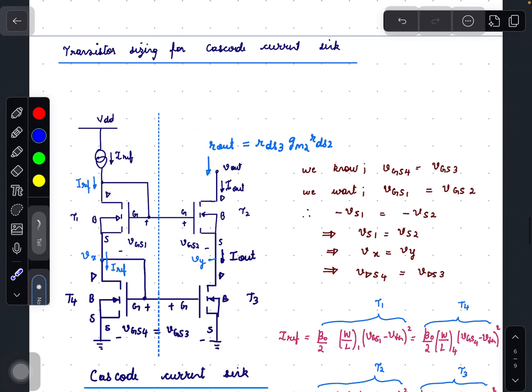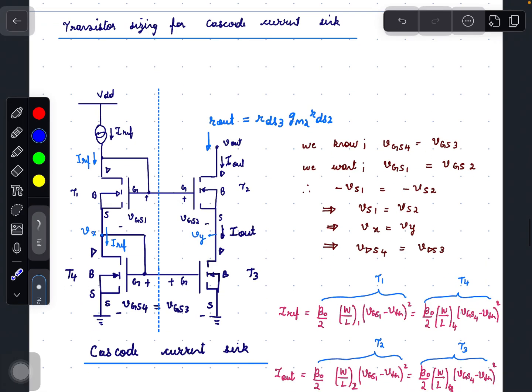Transistor sizing for the cascode current sink. How do we size the transistors? Here we know that VGS4 equals VGS3 because the gates are shorted and the source is grounded. We want VGS1 to be equal to VGS2.